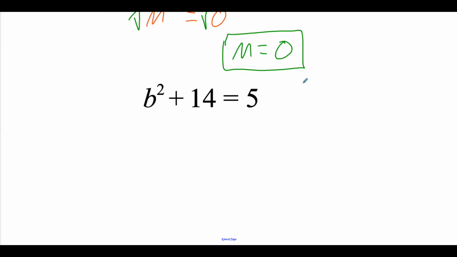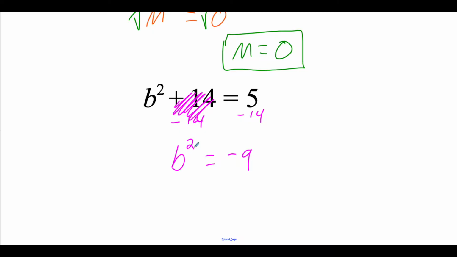One more example to take a look at on this page. So we've got b squared plus 14 equals 5. So I want to get that b squared alone. I see that plus 14 happening. So I'm going to subtract 14 on both sides. So on the left-hand side, the plus 14 and the minus 14 cancel each other out. So I get b squared equals. Now on the right-hand side, 5 minus 14 is going to be negative 9.